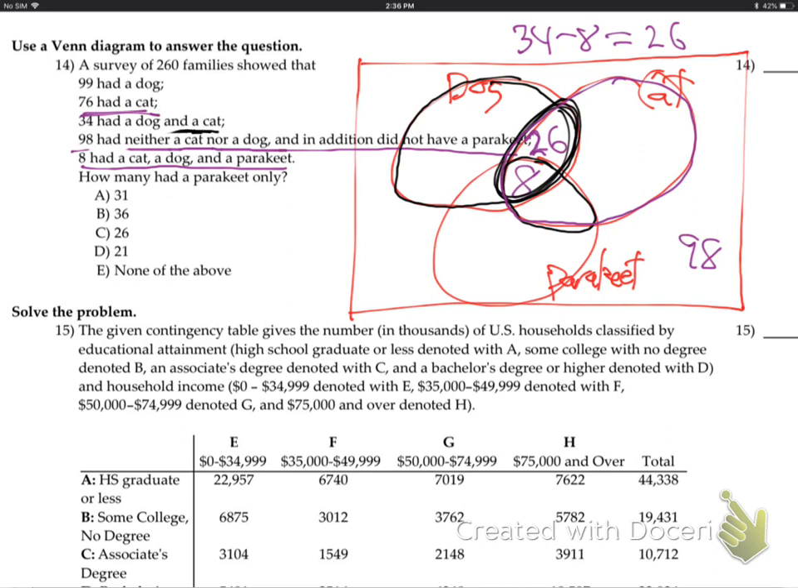I'm kind of stuck. What are we going to do? Anybody get this one? Had a dog, had a cat. You subtract 976 from 260 to find the variable. Well, the whole circle. Had a dog, had a cat. So to find the cat, you subtract the 34 from the 76.